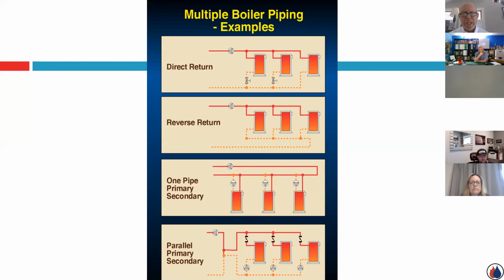One quick comment on piping. With multiple boilers come multiple piping possibilities. These all exist out in the field over the years, but this is really the ideal. This primary, secondary, like we just talked about, has a lot of inherent benefits, efficiency-wise.